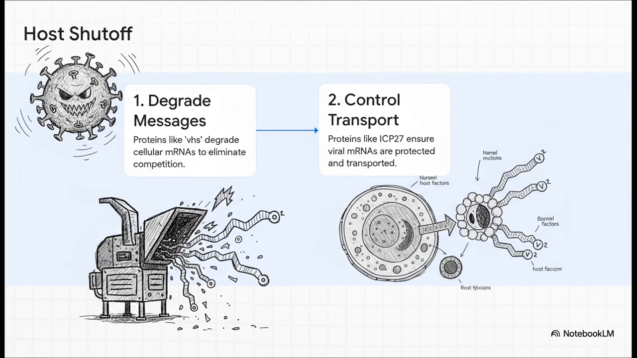So the final act of manipulation is what we call host shutoff. Because it's not enough to just make more of your own stuff, you have to stop the host from making theirs. Viruses like herpes simplex, or HSV, do this in 2 brilliant ways. First, they deploy a protein called VHS that acts like a wood chipper, just shredding cellular mRNAs to get rid of the competition. Second, they use other proteins like ICP27 to act as a bouncer. This protein specifically recruits host factors that grab the viral mRNAs, protect them, and give them a VIP escort out of the nucleus, leaving the host's own messages behind to rot.